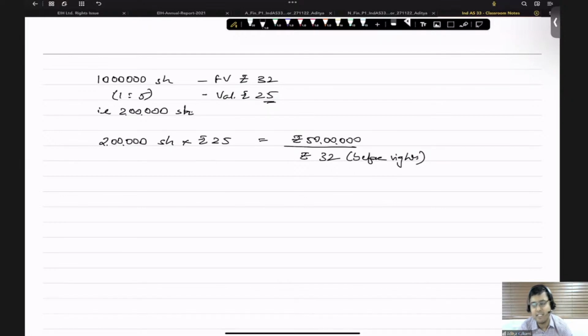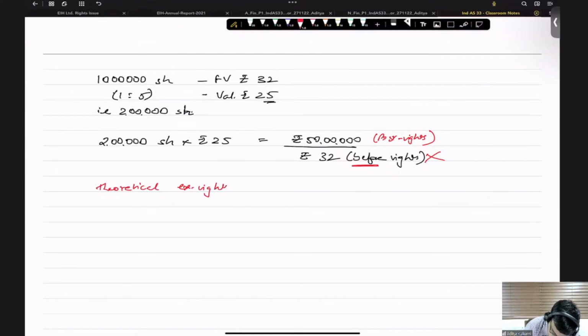Now, when 2 lakh shares have come into existence, can I take this value? Answer is no, because this 50 lakhs is post rights, the money which you are getting, whereas this is before the rights. So you cannot compare these two. You have to calculate something known as a theoretical ex-rights price.